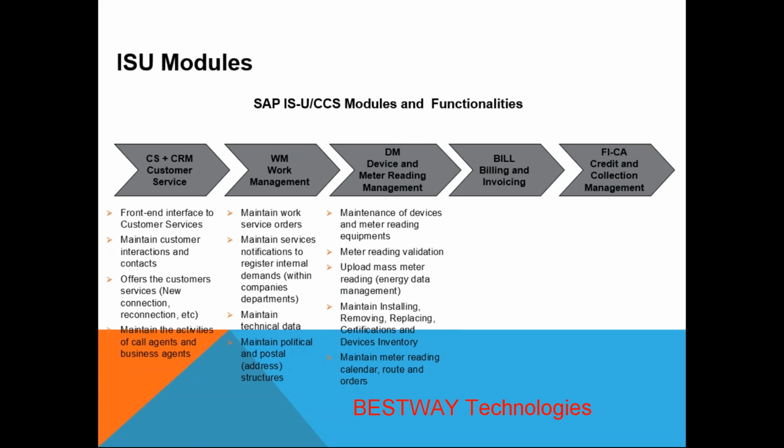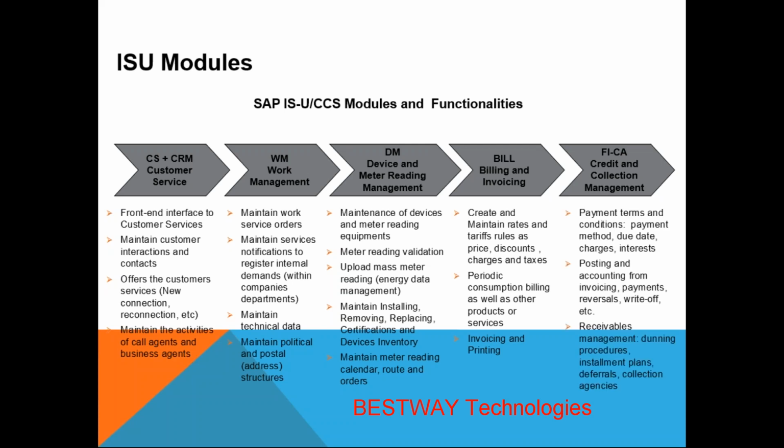And next is your billing and invoicing. The main purpose of billing and invoicing is creating rates, creating and maintaining tariffs, rules, prices, discounts, everything. And next is your FICA. FICA will be taken care of by your payments, terms and conditions, method of payments, right? Postings, how to post to your general ledger accounts, receivables, dunning, collection agencies, and deferral.